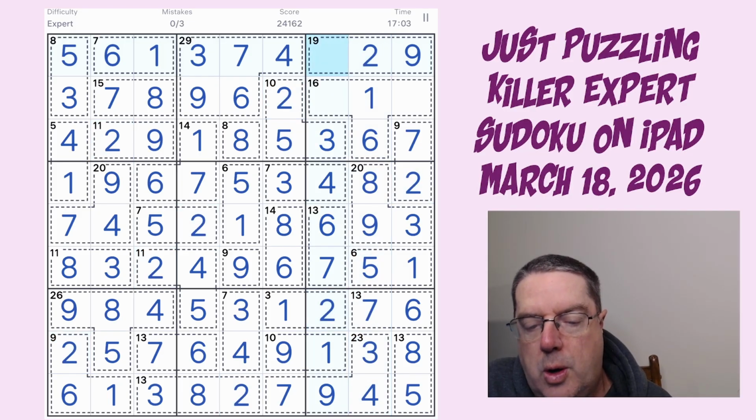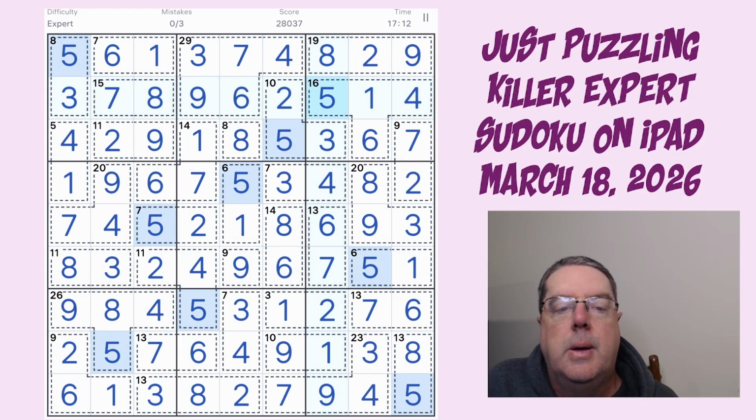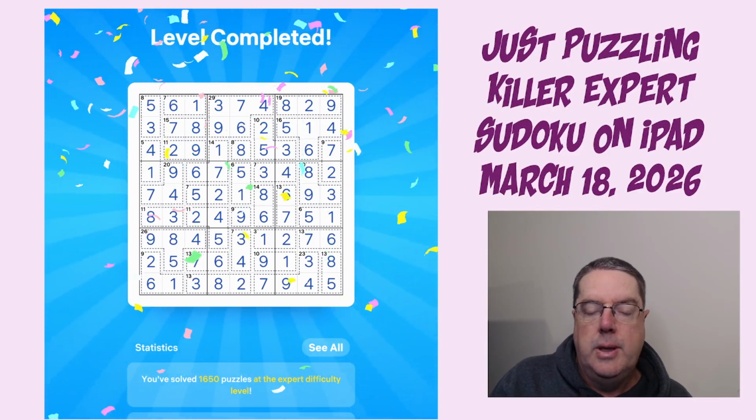And 8 equals 19. 1, 2, 3, 4. 4 can't be there, so that's a 4 there. That 6, 4 and 1 adds up to 11, so that must be a 5 to get to 16. Alright, there you go. We did that puzzle in 17 minutes.